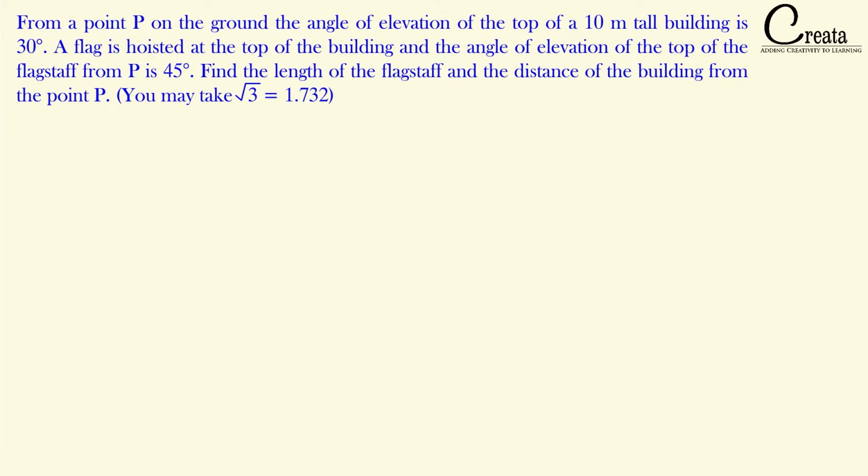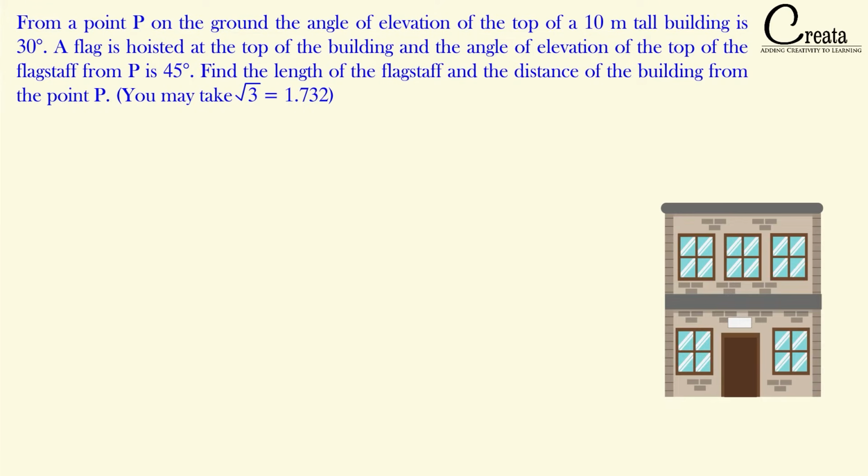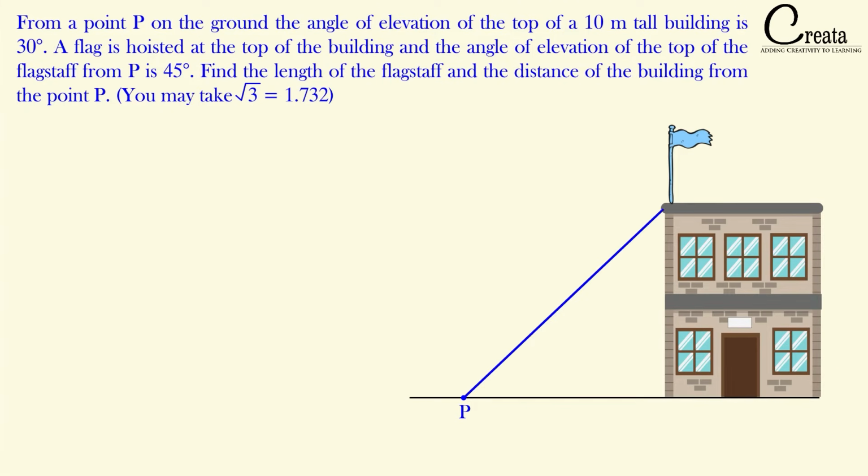So this is the question. Let's observe the question. In this question, a building is given and on the top of the building a flag is given and also a point P is given on the ground. From this point P, the angle of elevation of the top of the building and the top of the flag staff is given. Flag staff is basically the complete flag. The angle of elevation of the top of the building is given as 30 degree and the angle of elevation of the top of the flag is given as 45 degree. So these two angles are 30 degree and 45 degree respectively.